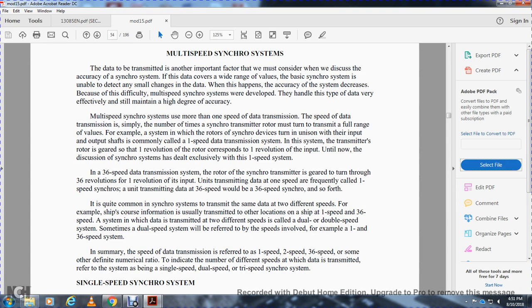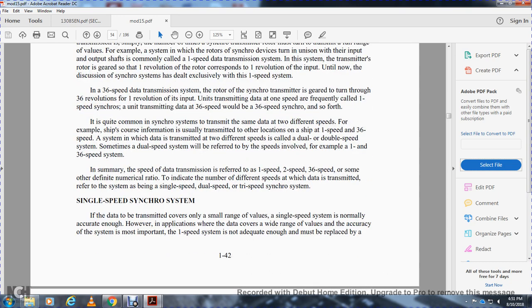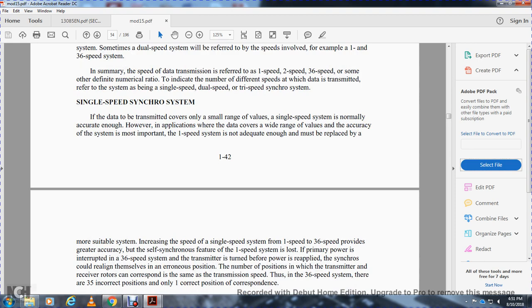The identification number of the different speeds at which the data is transmitted gives the names single-speed, dual-speed, and tri-speed synchro systems. A single-speed synchro system transmits data over a small range of values and is normally accurate enough for most applications. If the data covers a wide range of values and accuracy is more important, the one-speed system is not quick enough and must be replaced by a more suitable system with increased speed.